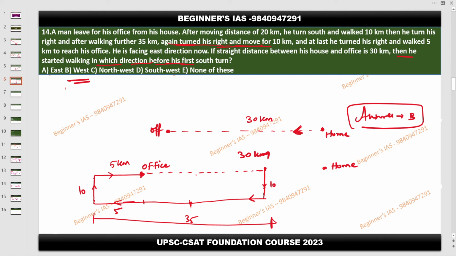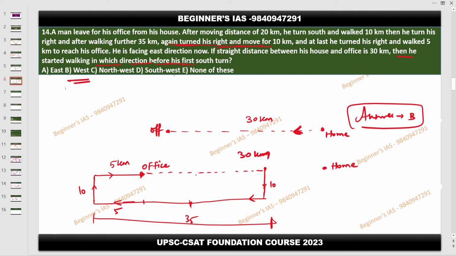So now listen, for that person, home was 30 kilometers west of office. If home is 30 kilometers west of office, then this path is applicable, whatever the given statement is. Or else, if the office is towards the west of home, then this path is applicable.